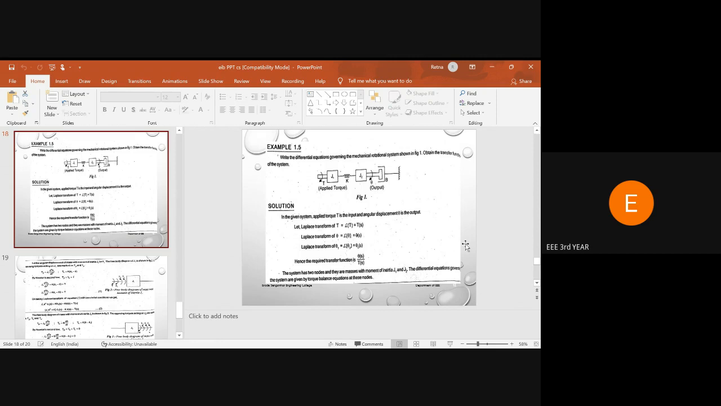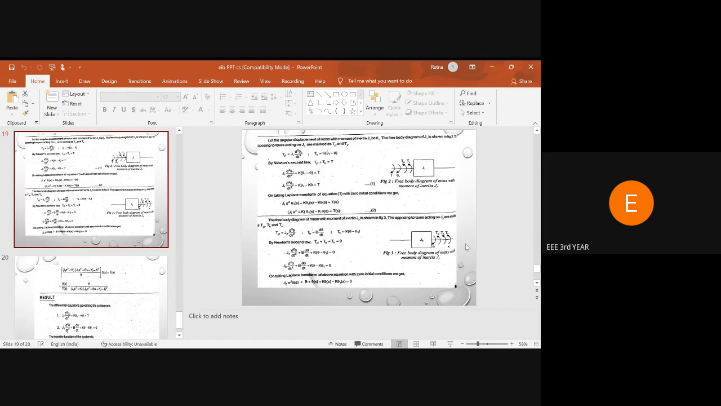Next, in the same way, in this problem, find the transfer function theta of s divided by T of s. First, note the first moment of inertia J1. In this problem, for the first moment of inertia, there is one applied torque T and opposing torques Tj1 and Tk, with displacement theta 1. By Newton's second law, applied torque equals opposing torque, correct?